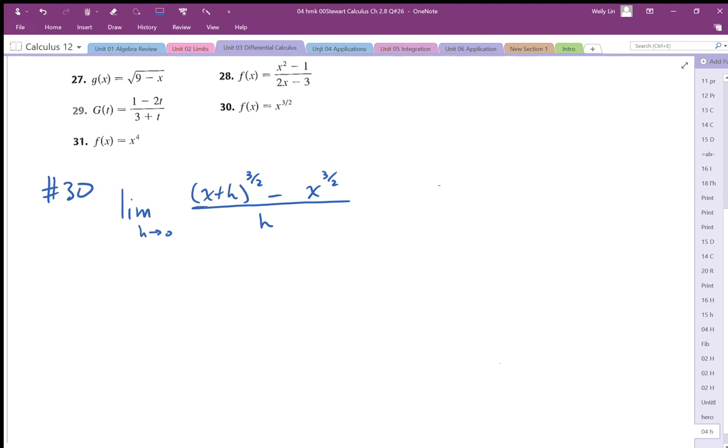Question number 30, I've put in the Newton's quotient, (x plus h) to the power 3 over 2 minus x to the power 3 over 2, all over h. So this is our Newton quotient.